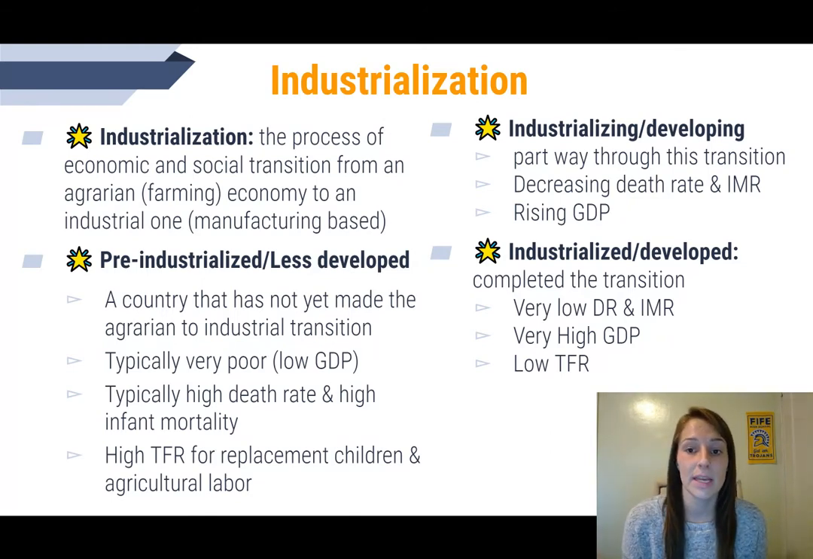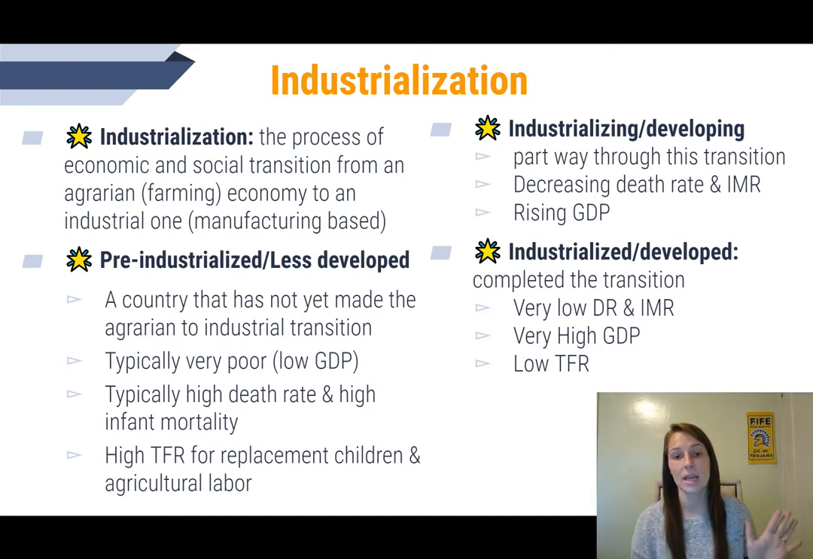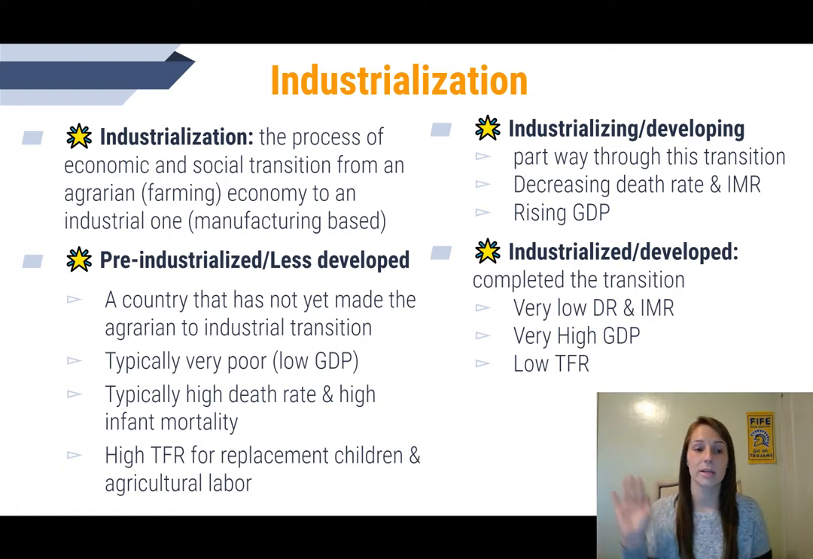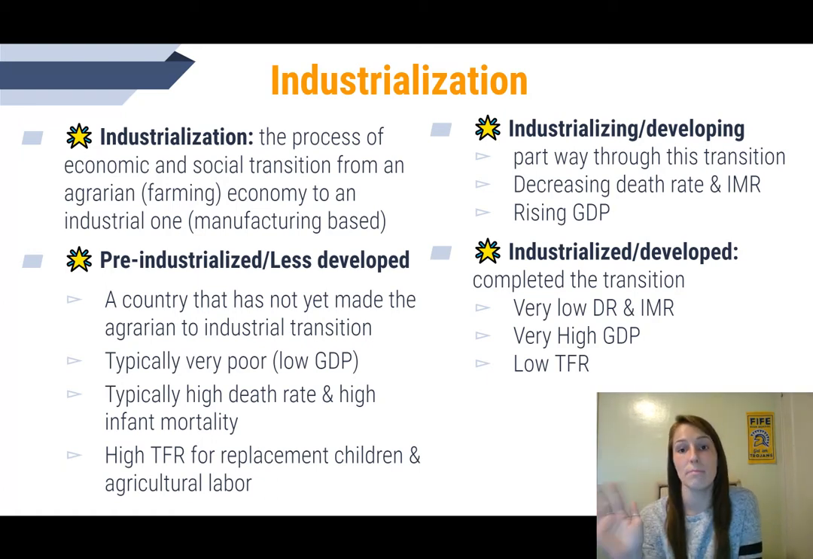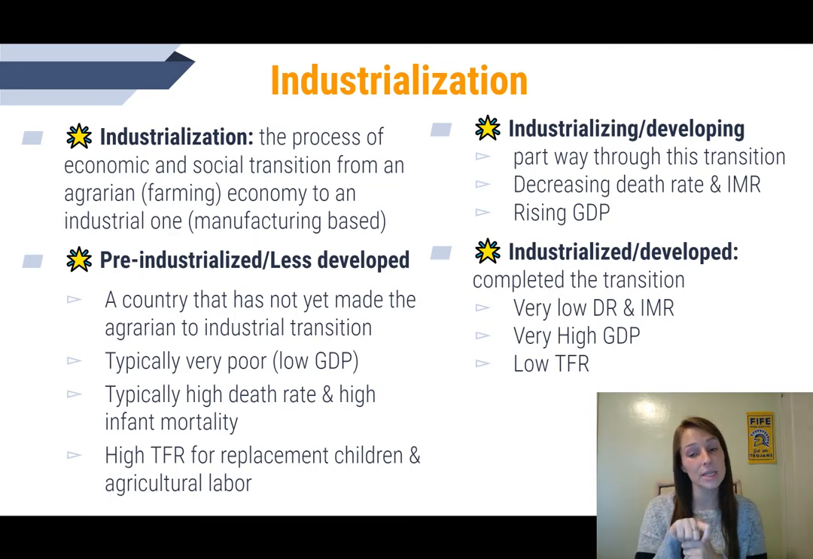Now, the next that we have is industrializing or developing. And these are going to be countries that are partway through this transition. So we might have like half of the society still making their living from farming. And then the other part is maybe going to be emerging into this manufacturing-based economy. But we're sort of partway through the switch here. And we're going to start seeing decreasing death rates and decreasing infant mortality rates, in addition to the country having a rising GDP, which is the gross domestic product.